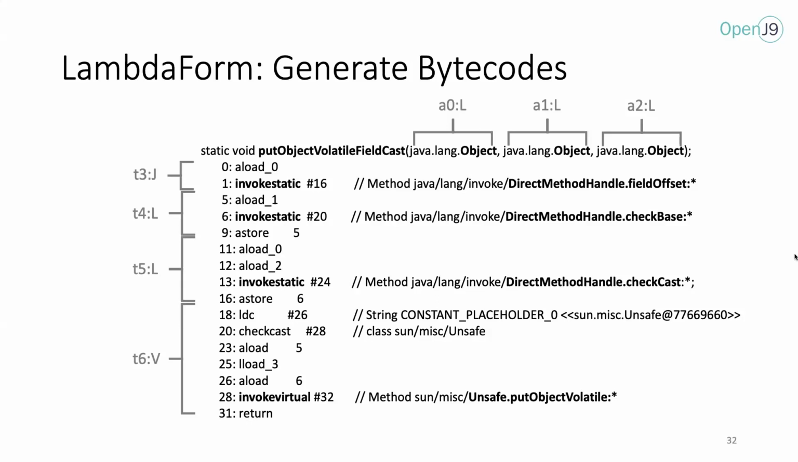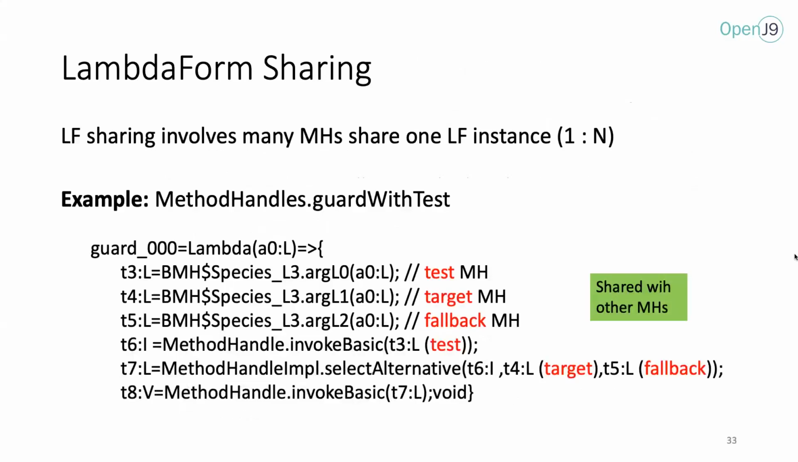So this is how the bytecodes look like for a LambdaForm, and these are generated during the prepare phase. The next thing to know about LambdaForms is sharing. LambdaForms can be shared with many MethodHandles, and there's generally a one-to-n relationship. So one LambdaForm can be shared with n MethodHandles.